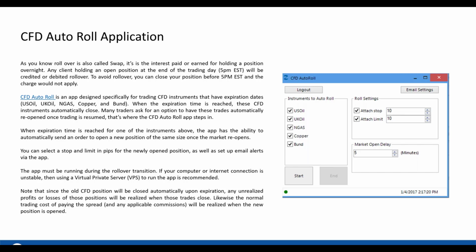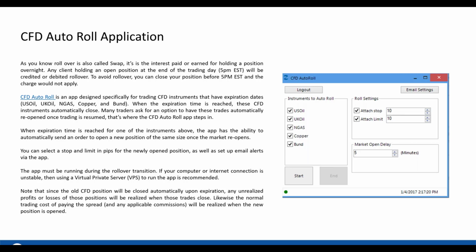CFD Auto Roll is an app designed specifically for trading CFD instruments that have expiration dates, e.g. US oil, UK oil, natural gas, copper, and Brent. When the expiration time is reached, these CFD instruments automatically close. Many traders ask for an option to have these trades automatically reopened once trading is resumed. That's where the CFD Auto Roll app steps in.